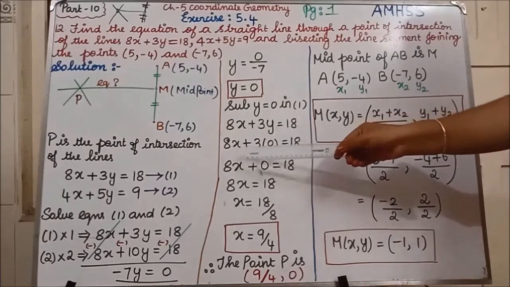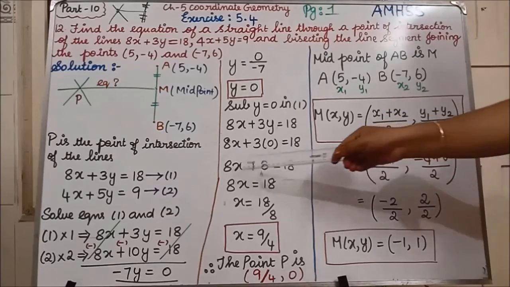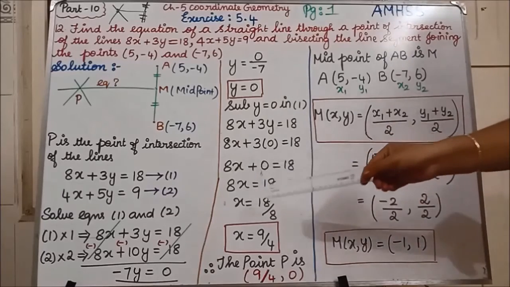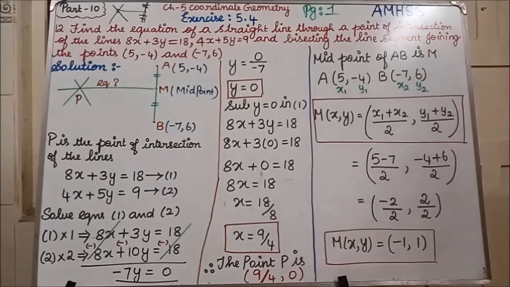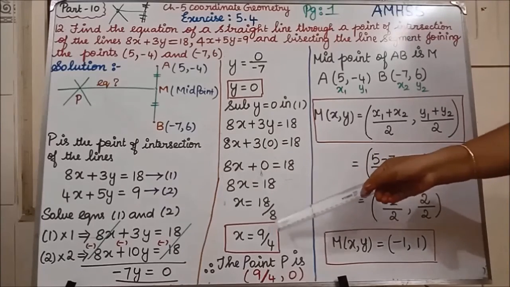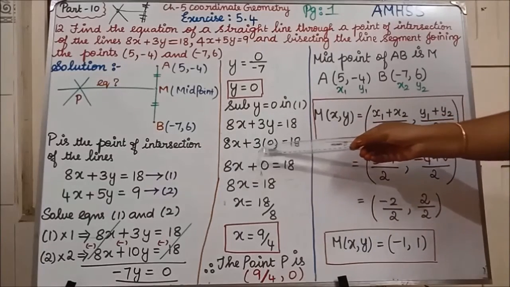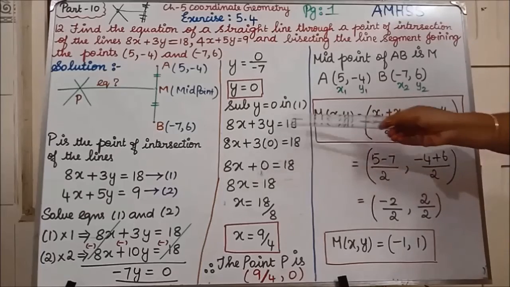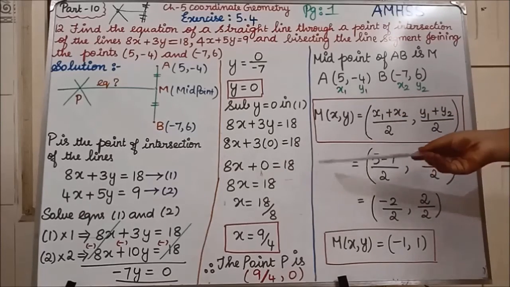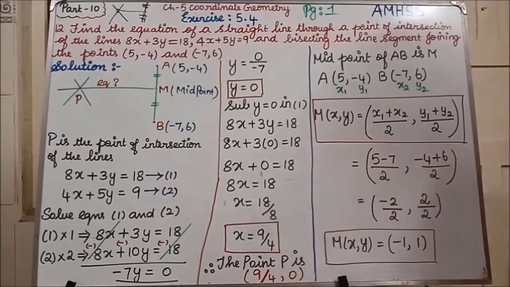We will see 8x plus 3 into 0 equal to 18. 3 into 0 is 0. 8x plus 0 is 8x only, equal to 18. x equal to 18 divided by 8. Both will go in the same table, isn't it? Clear, students? Both will go in which table? 2 table. From this step, all of you are clear? 8x plus 3 into 0 is 0, equal to 18. This 0 from this side will become minus 0, so 18 minus 0 is 18 only. This 8 you are dividing, so both will go in the 2 table. Cancel: 9 divided by 4.